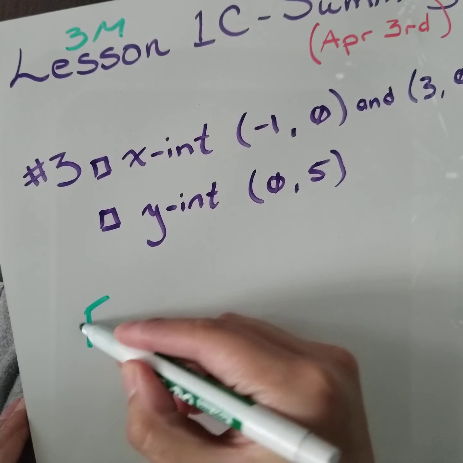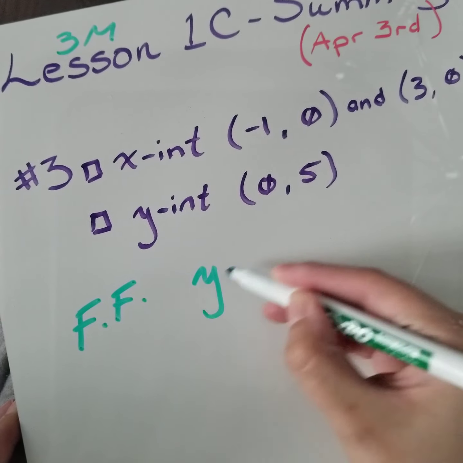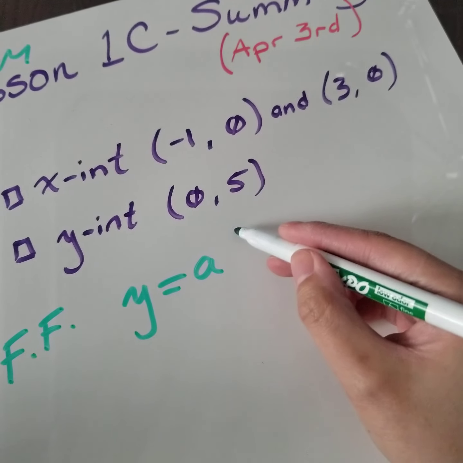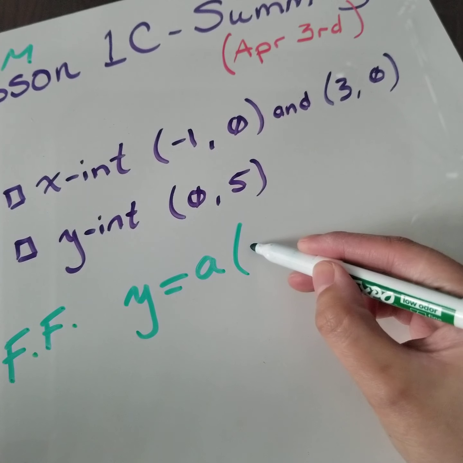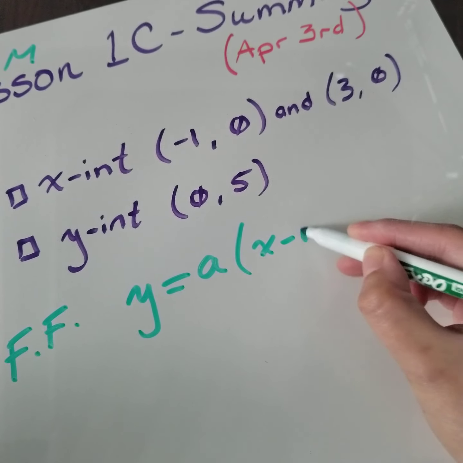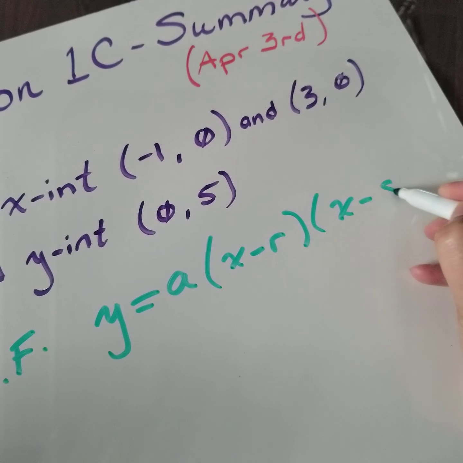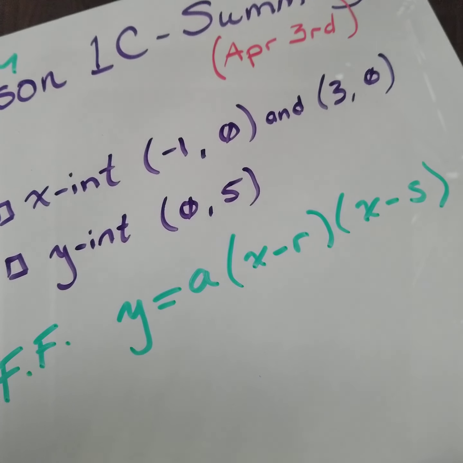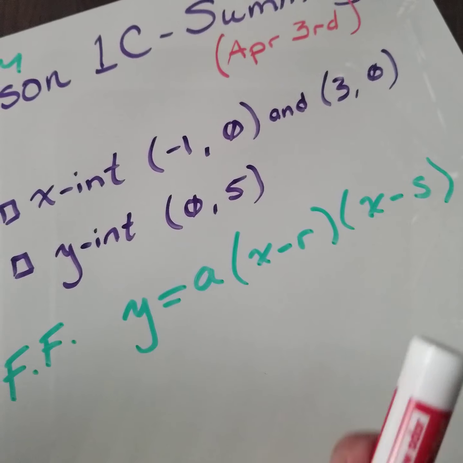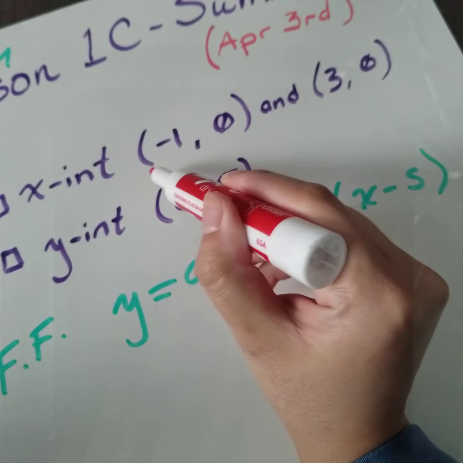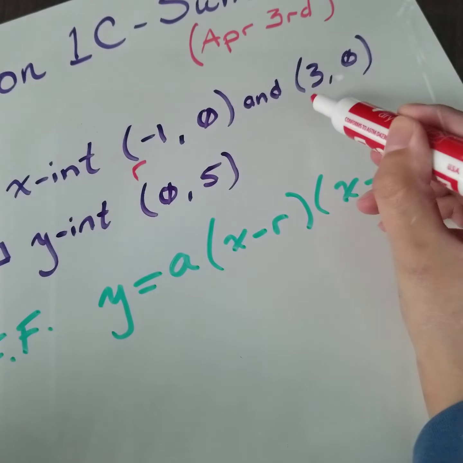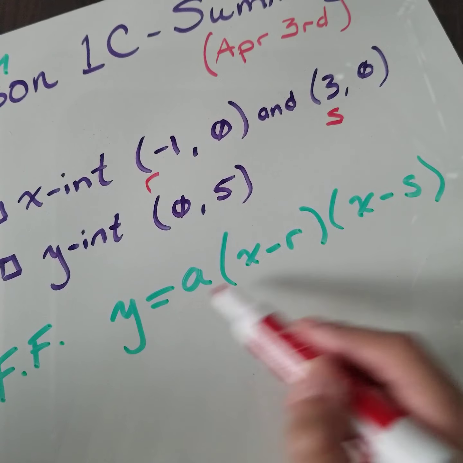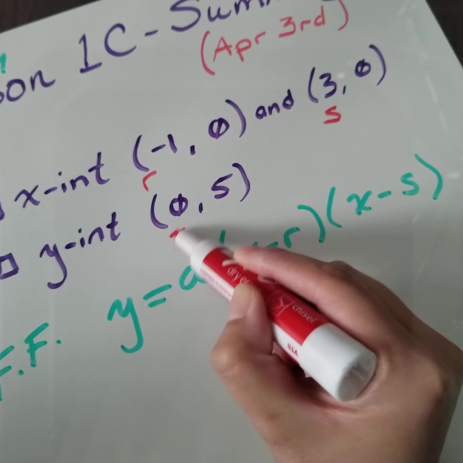So in factored form, again, the general form is y is equal to a, and this a tells us whether the parabola opens up or down, if it's going to be vertically stretched or compressed. This is x minus r, and this is x minus s. And these are just any two values that we would have here for the x-intercepts. So we would substitute these values. This one would be r, and this one would be your s value. And then we would substitute these values in because we would need an additional point. This would be x and y.